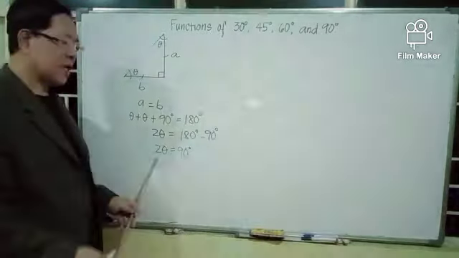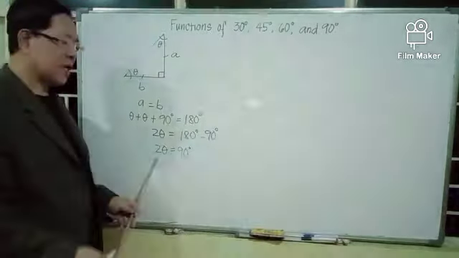Finally, to solve for theta, we divide both sides of this equation by 2. We divide 2 theta by 2, and we divide 90 degrees by 2. And 2 will cancel out from the left hand side. We get theta equals 90 divided by 2, which is 45 degrees. So this angle is 45 degrees and this angle is 45 degrees.